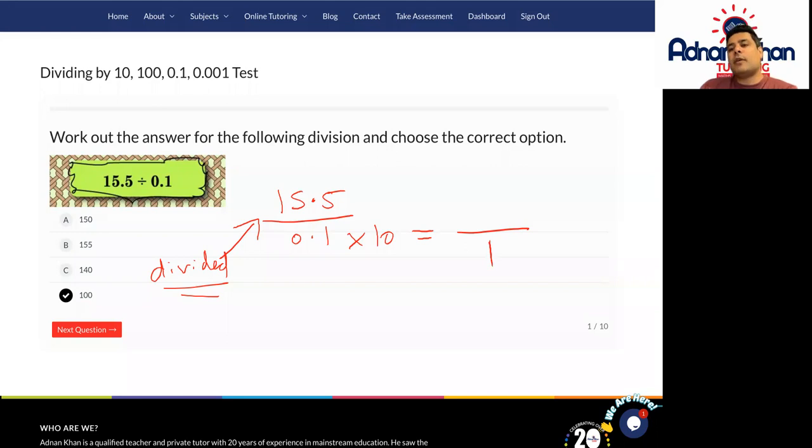So because we've multiplied the denominator by 10, we have to do exactly the same thing. We will multiply the numerator by 10 as well. And we're going to move the decimal point to the right once. So this decimal point comes to the right once. When we multiply by 10, the decimal point comes to the right once. And that gives us 155 over 1.